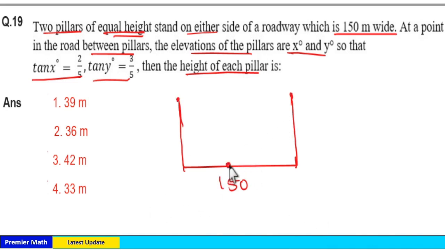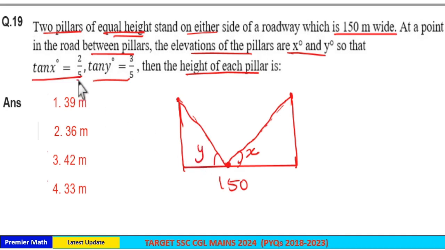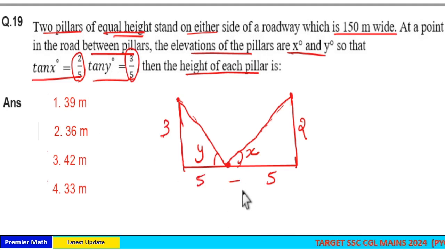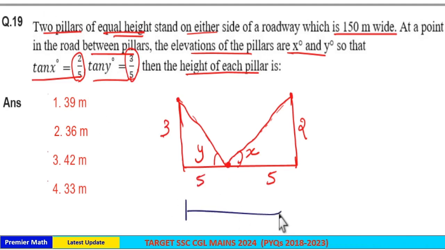Now from a point on this road, between these two pillars, the elevation from this point to the pillars are x and y. Elevation means if you are taking this point, this is the horizontal line. Now this is the elevation to this pillar. Now this is x degree and here this is y degree. Tan x is 2 by 5 means opposite side and adjacent side are in the ratio 2:5. Tan y is 3 by 5 means opposite side and adjacent side are in the ratio 3:5. And here this total width is given as 150.